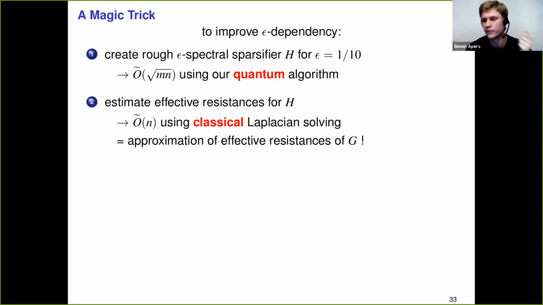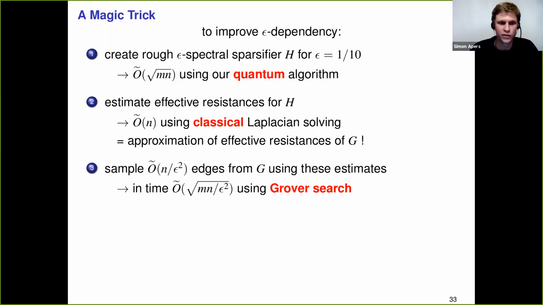Now, these are only constant factor approximations, but as it turns out, this is sufficient to mark which edges we should keep and which edges we should not keep. Basically, this constant factor approximation just results in a constant factor overhead in our sampling process. So we don't see that.